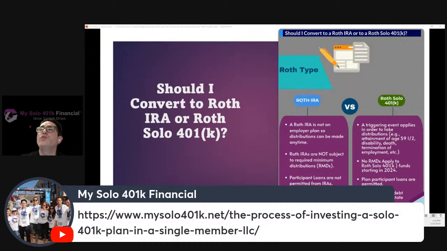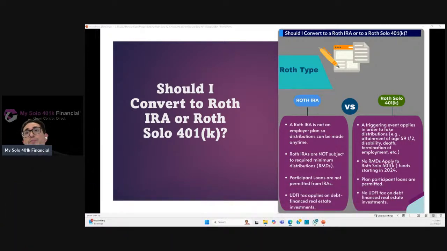Well, so back to the topic of the mega backdoor Roth, how to open a mega backdoor Roth solo 401k. We've talked about how it's a two-step process where an after-tax account would be set up at Schwab. So a brokerage account would be set up at Schwab in the name of the solo 401k for after-tax funds. And then those after-tax funds could either be moved to another brokerage account at Schwab set up under the name of the plan for Roth solo 401k funds, so an in-plan conversion, or those funds could be transferred out of the solo 401k to a Roth IRA.